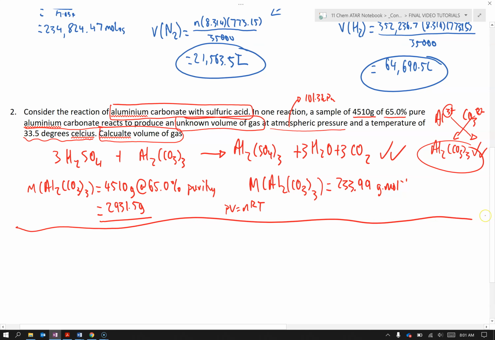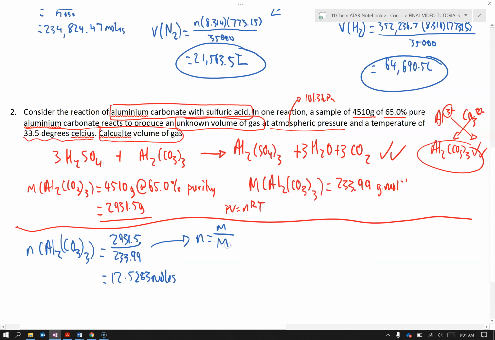Okay, so I've done my pre-work. I've got everything, all my ducks are in a row. That's all my stuff. Now I need to try and work this bad boy out. My first step, of course, is going to be to calculate the number of moles of what I know most about, which in this circumstance is Al2(CO3)3. 2931.5 divided by 233.99 gives me 12.5283 moles. How did I get this? Just real quick, so we're all on the same page. n equals m on M. Now I've got my number of moles of aluminium carbonate.